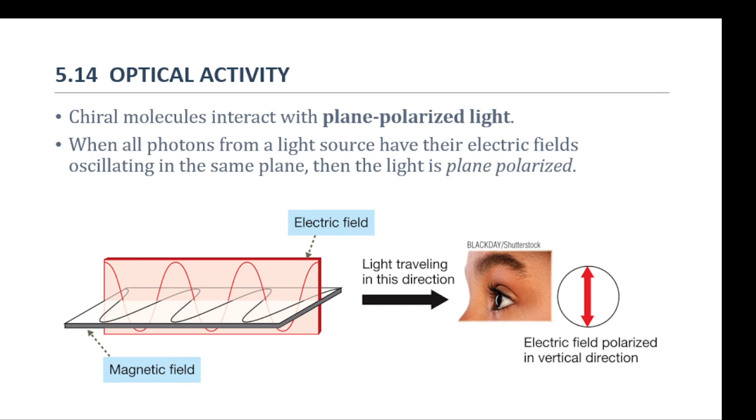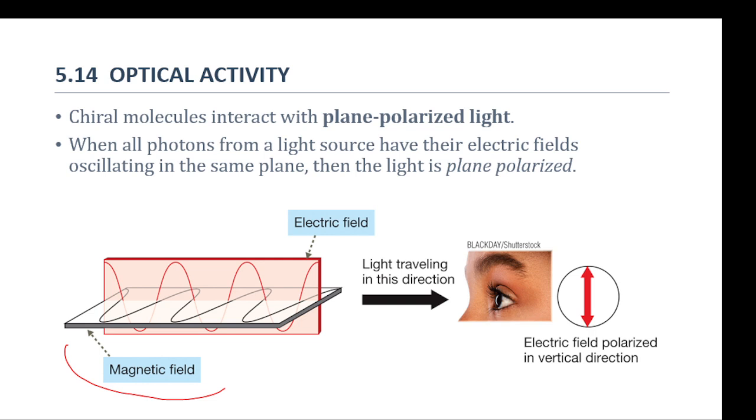The chiral molecules interact with the plane of polarized light. When all photons from light sources have their electric fields oscillating in the same plane, then the light is plane polarized. This is actually how we can tell the difference between two different enantiomers. Okay? So you may have noticed that we have these higher priority groups, right? Why were we always going higher priority groups, larger atomic numbers, then mass after that? Well, that's actually because those are going to change how things polarize light.